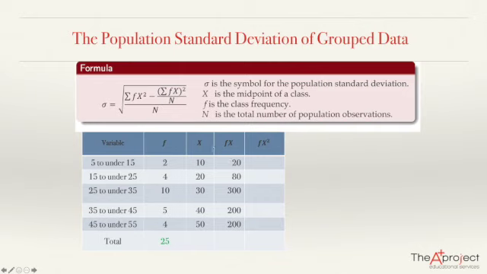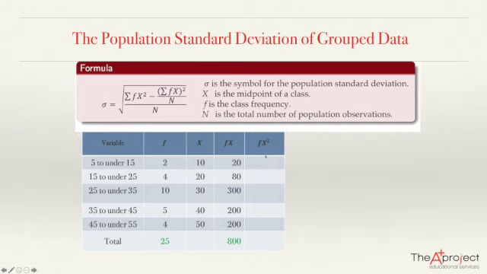Because the formula said that I need to add the sum of the fx. This is inside of the formula, the sum of the fx. So I'm going to add together all these numbers. 20 plus 80, this is 100, 400, 600, 800. So this is 800 will be the sum of the fx.